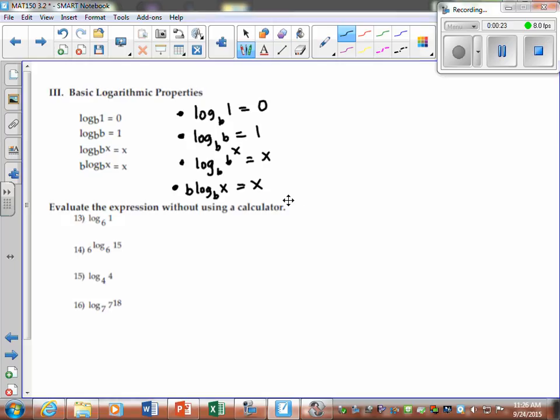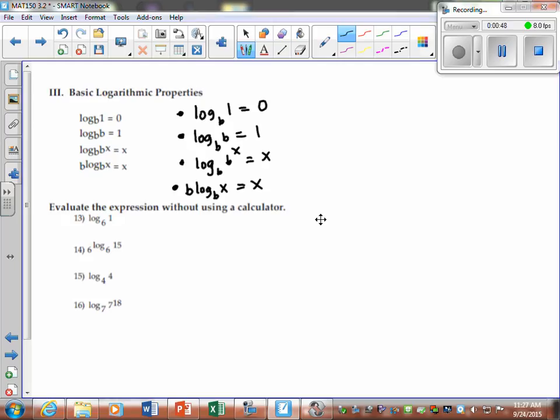So first of all, we can see how this is true, because b raised to the 0 power is equal to 1, right? And that makes sense. b raised to the first power is equal to b. b to the x is equal to b to the x. And then same thing here. But we can now use these as somewhat shortcuts when we're asked to evaluate not using a calculator.